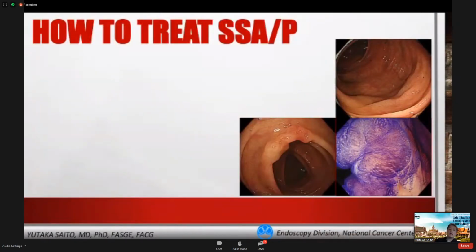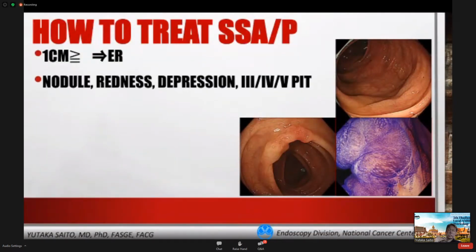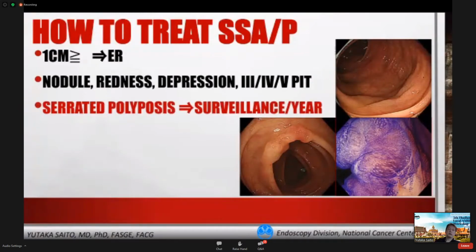And how to treat SSL? Still, there is no consensus in Japan. But for my personal opinion, even for SSL without dysplasia, we should resect the lesion more than 1 centimeter in diameter. And of course, as in Dr. Murakami's paper, when the SSL shows a nodule, redness, depression, or type 3, 4, 5 pit, there is some possibility of dysplasia or cancer. So those lesions should be resected by endoscopy or surgery, depending on their estimated depth.